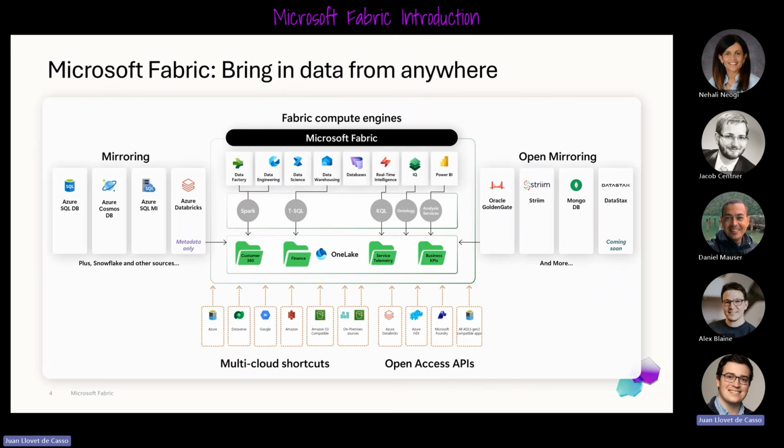With mirroring, you also get an advantage in terms of your licensing. You are not charged for compute used for mirroring, and you get as many free terabytes of storage in your mirroring as the size of your capacity. So for an F2 capacity, you would get 2 free terabytes of mirroring. For an F64, for example, you would get 64 terabytes free of mirroring. And open mirroring as well allows our partners to build mirroring to sources that we have not built from the Microsoft side of things, right?